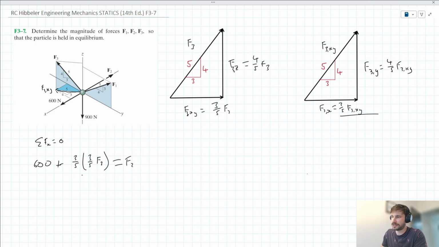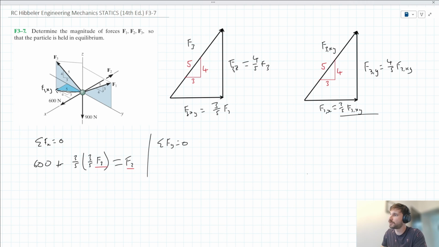Okay, is this solvable? No, because we've got two unknowns in there and just one equation as of now. Let's go ahead then and resolve in the y. So we can say forces in the y sum to 0. Therefore, things acting that way in the y are equal to things acting that way in the y, right? What have we got acting this way in the y?